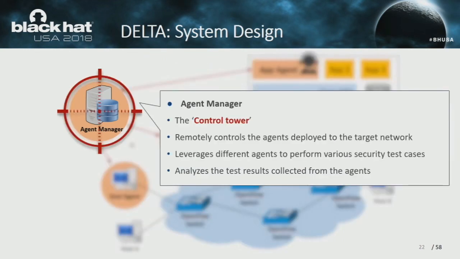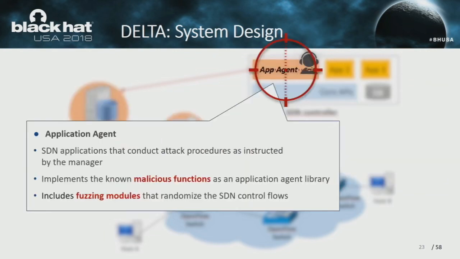The first one is the agent manager, and it is basically a control tower that manages and controls all the agents in the network. So the users would access the agent manager to configure and perform the various security test cases against the target SDN. And whenever the test case is done, the agent manager collects each test result from each agent and then makes a decision whether the test case is a success or not.